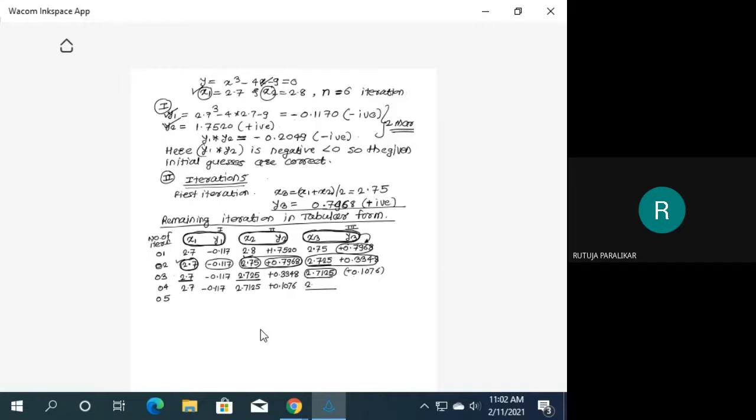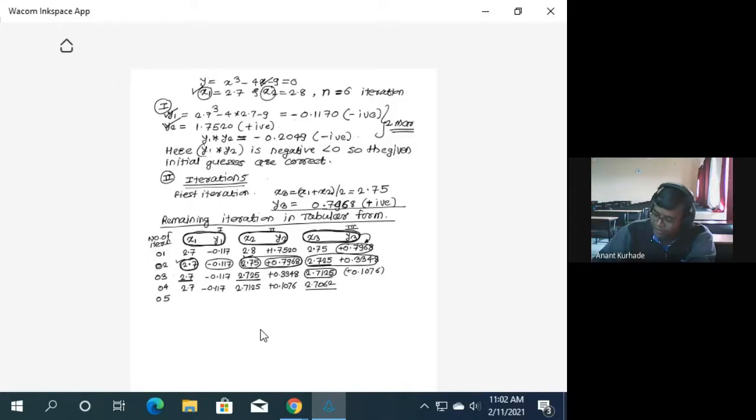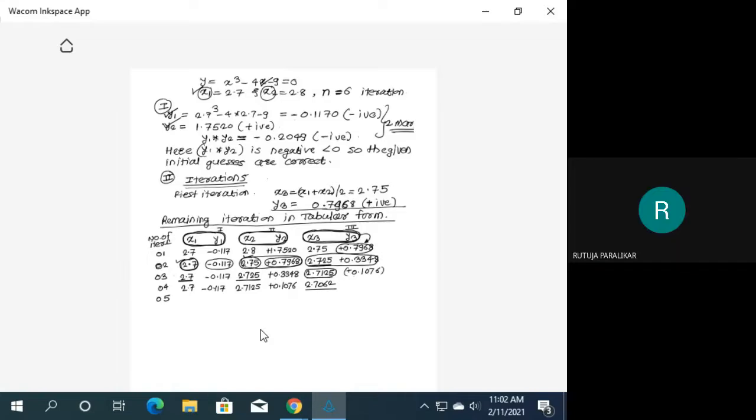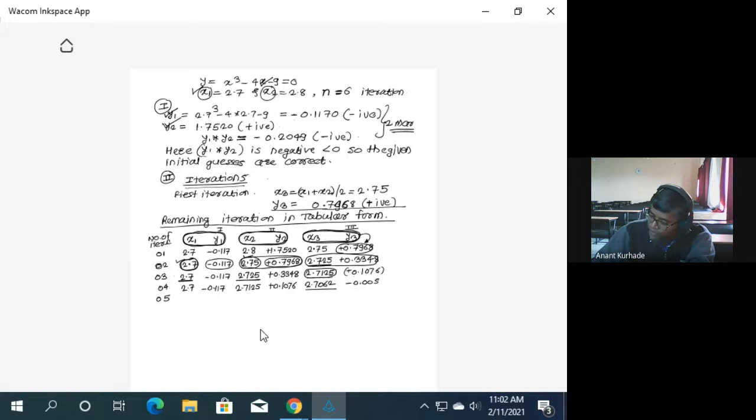2.7062. What next? Find out y3. Now tell me y3. Tell me what is the answer? What is y3, plus or minus? Minus 0.0059. Now check here.